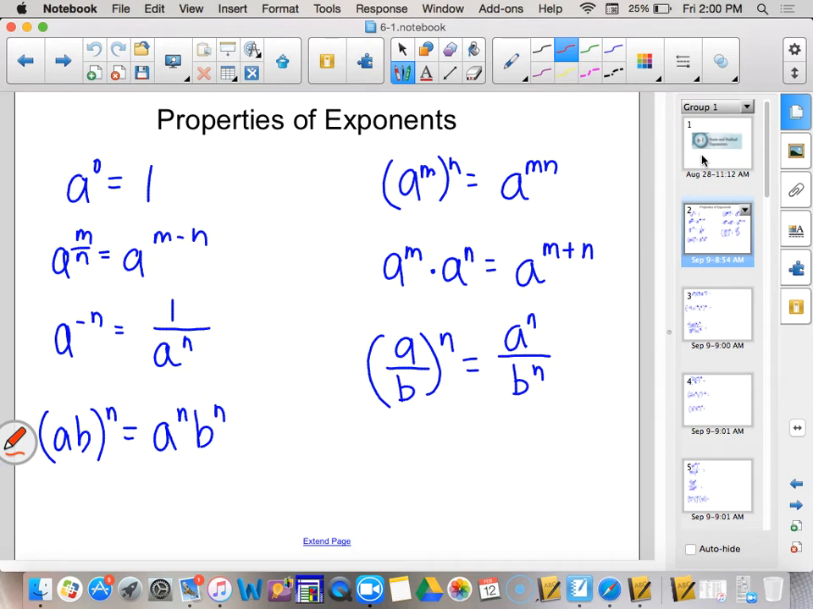A raised to the m over n. If I have a fraction as an exponent, I'm going to take them and I'm going to subtract them. So it'd be a to the m minus n.